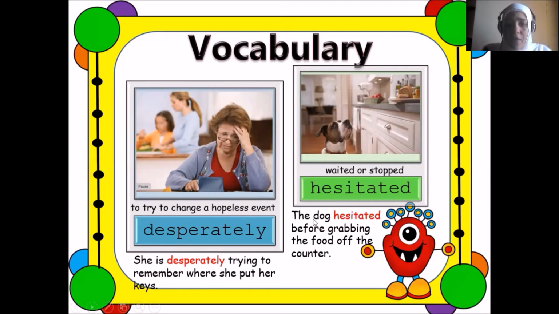Hesitated. The dog hesitated before grabbing the food off the counter. Okay, hesitated. You think, must I do it or must I not do it? So here you are hesitated. You waited or stopped. Okay.